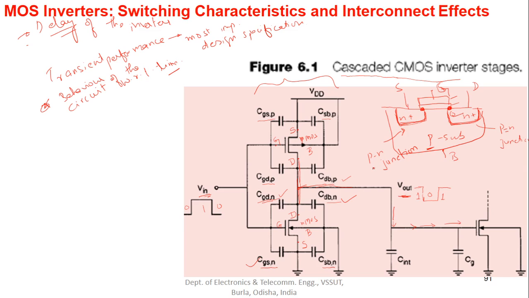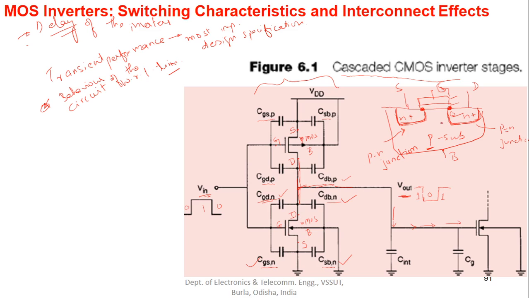So which capacitances are called junction capacitances? The capacitance between the drain and body, and the capacitance between the source and body, that is CDBN and CSBN. These four capacitances are clearly seen in the picture, in the device structure.